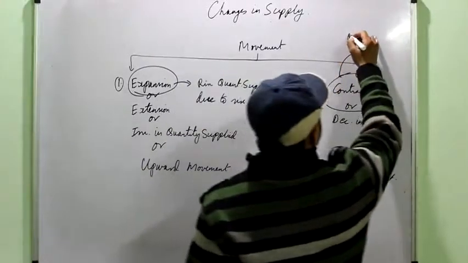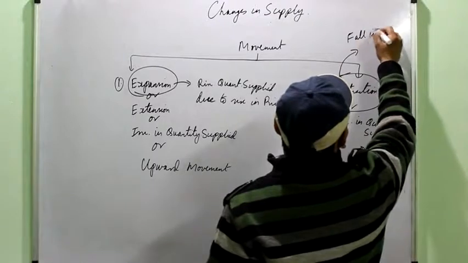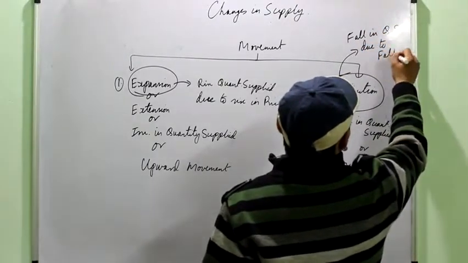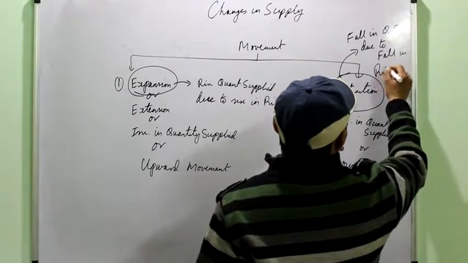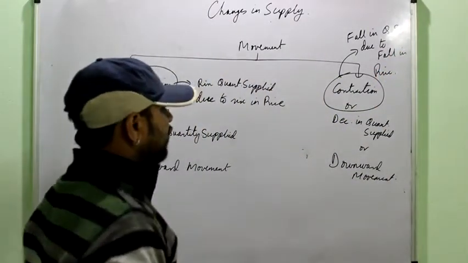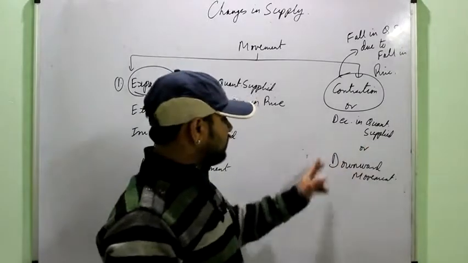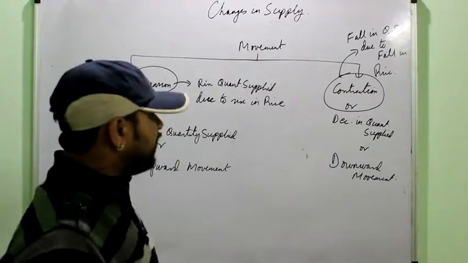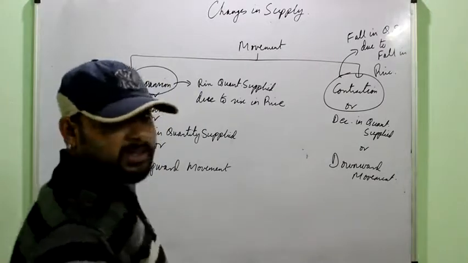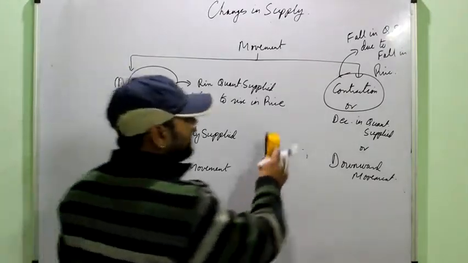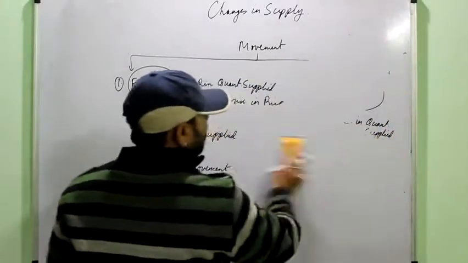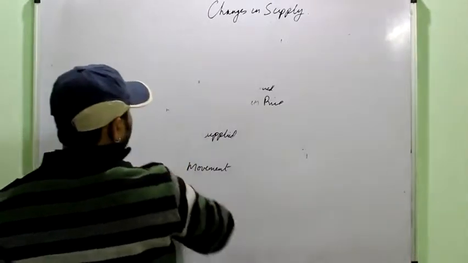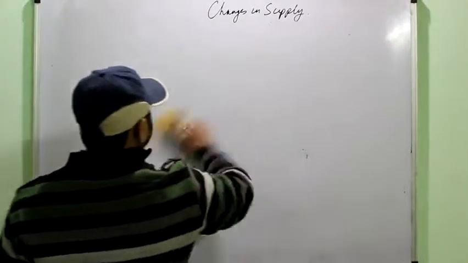While contraction in supply would be defined as the fall in quantity supplied due to fall in price, right? Decrease in quantity supplied, same definition, or downward movement, same definition. Now we will do it on the graph, and you already know that we drew the law of supply, same is the movement. Movement is actually representing the law of supply, like movement in demand represents the law of demand.